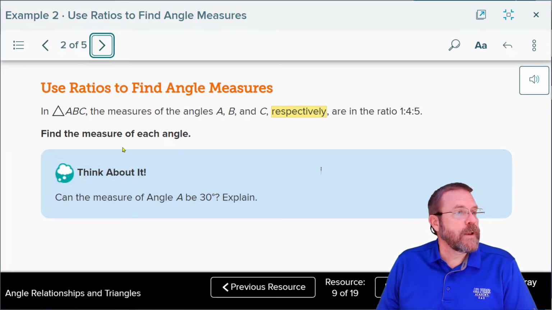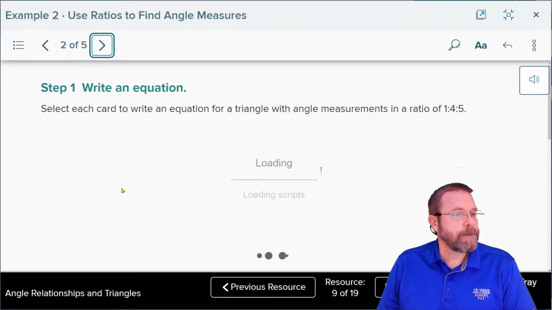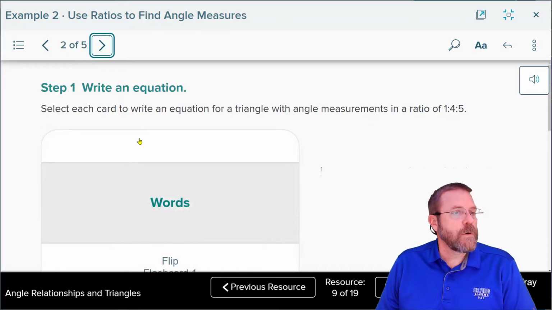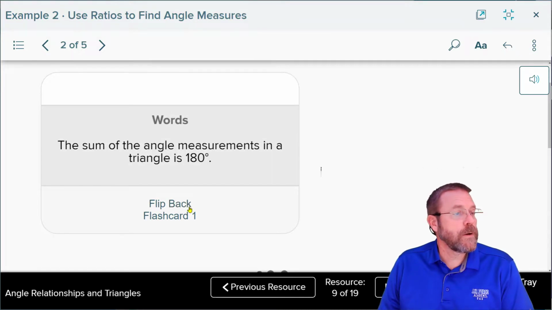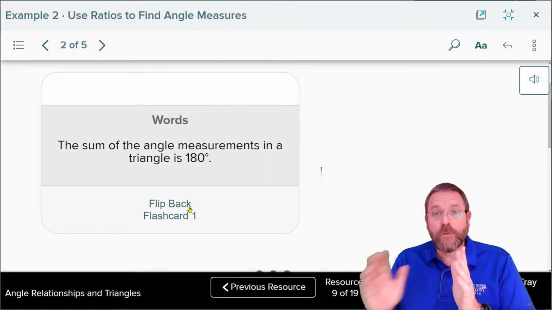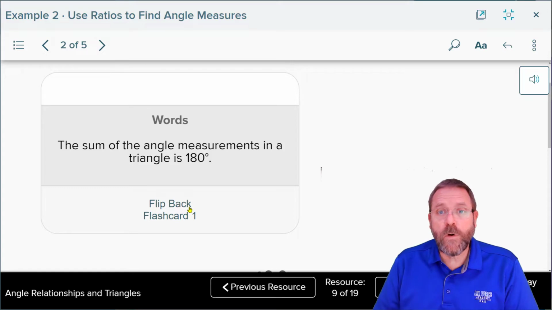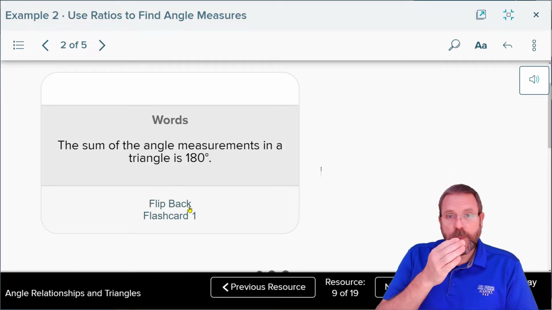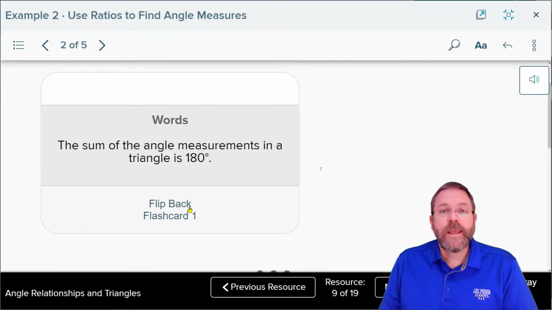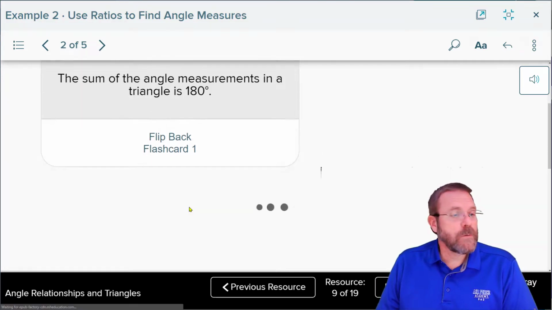So let's find out what we have here. We're going to select a card to write an equation for the triangle measures with the angle relationships of 1 to 4 to 5. And we know, of course, that the sum of the measures of all these angles is going to be 180, right? So we need to come up with numbers that go to that 1 to 4 to 5 ratio where they all add up to equal 180.